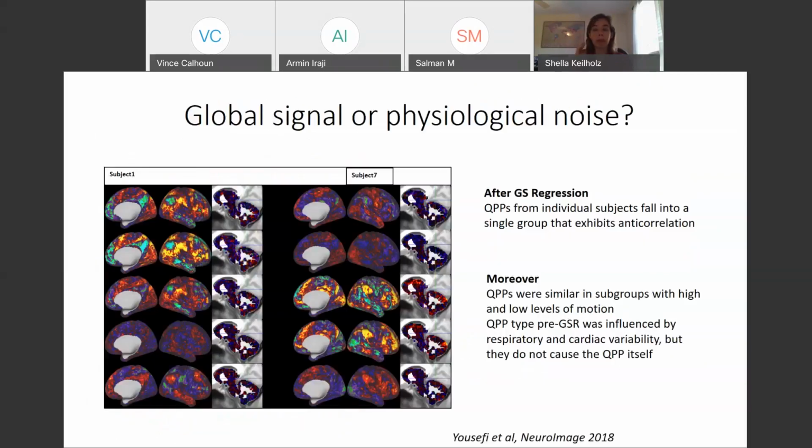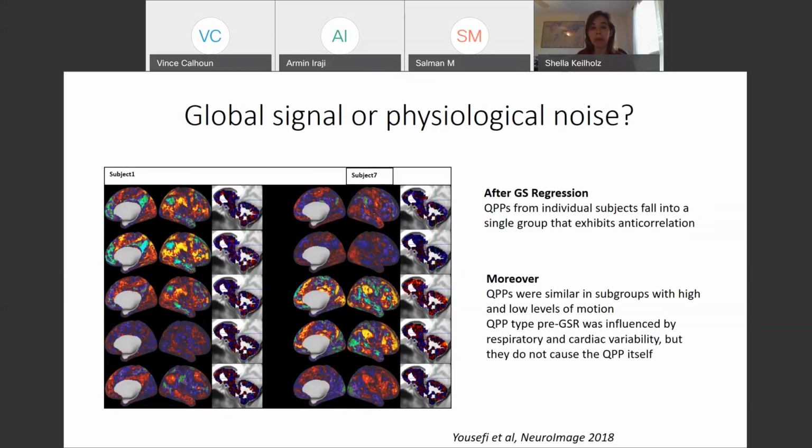We think that QPPs probably account for these functional connectivity gradients too. Now, going back to global signal for just a minute, we wondered, are QPPs basically global signal? Is this what people are calling global signal? And it's not, because after we do global signal regression, the QPPs are still there.